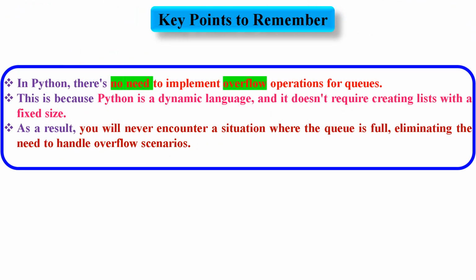Before entering into the basic operations, some key points to remember. In Python, there's no need to implement overflow operations for queues. This is because Python is a dynamic language, and it doesn't require creating lists with a fixed size. As a result, you will never encounter a situation where the queue is full, eliminating the need to handle overflow scenarios.